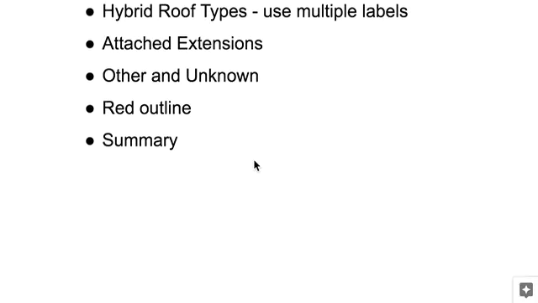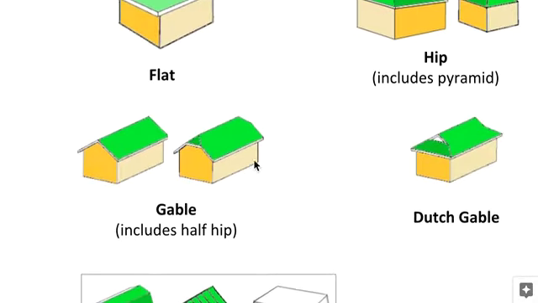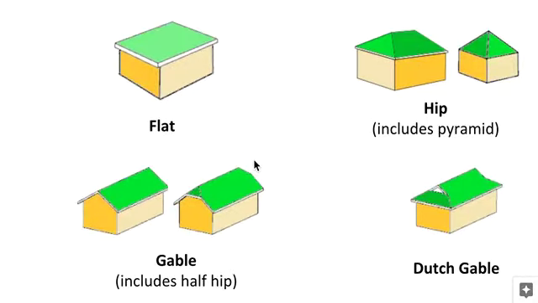Now first, let's review the pure roof types. There are 4 of them: flat, hip, gable, and Dutch gable. By now, you should be already very familiar with these roof types. I will only mention a few more things to re-emphasize the key points.